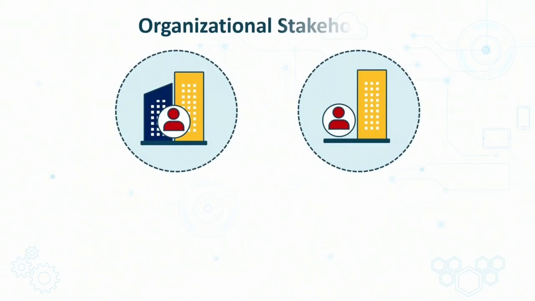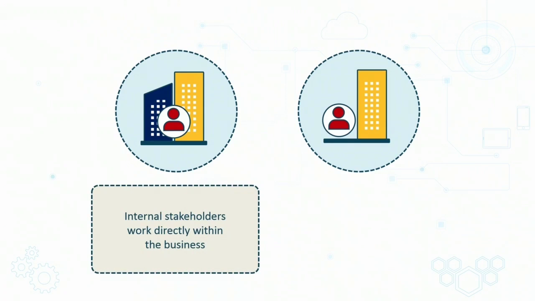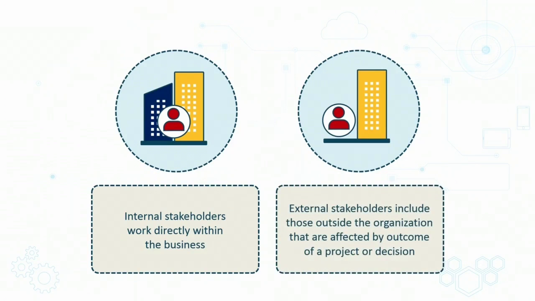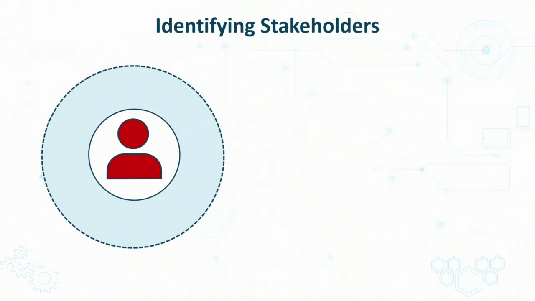There are several types of organizational stakeholders, both internal and external to the organization. Internal stakeholders work directly within the business and can include employees, managers, and owners. External stakeholders include suppliers, society, government, creditors, shareholders, and customers, those outside the organization that are affected by outcome of a project or decision. To identify stakeholders for a specific initiative, you need to answer certain questions.